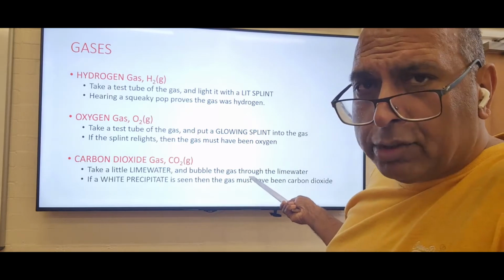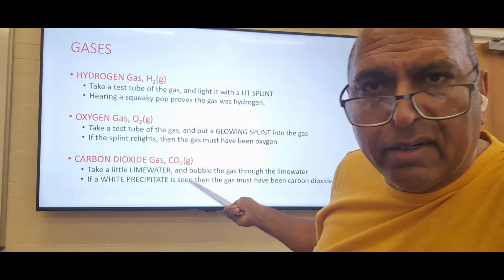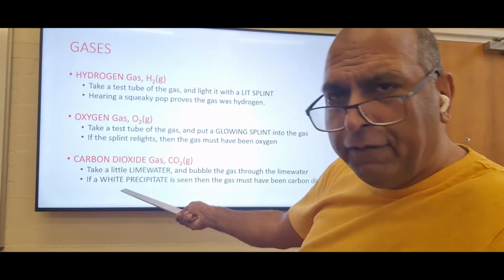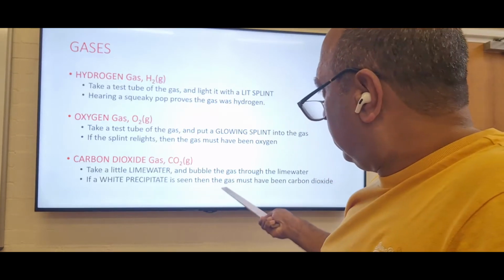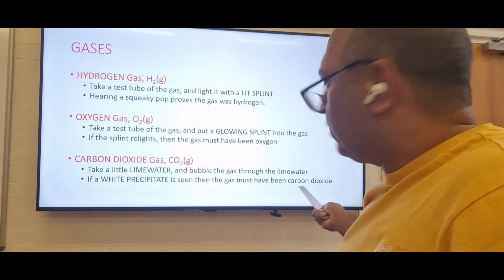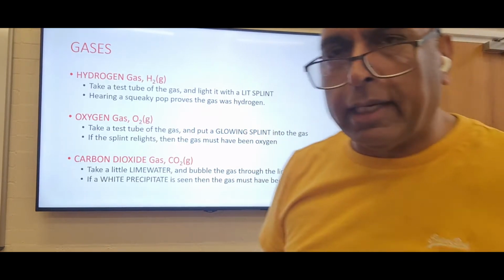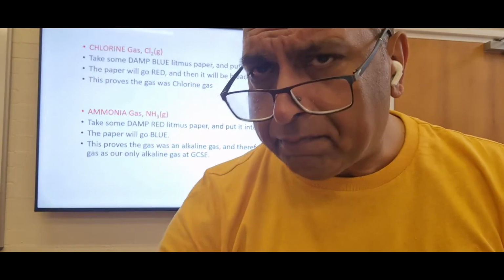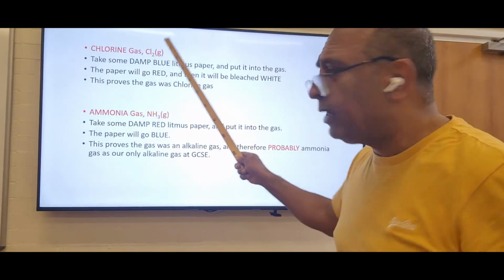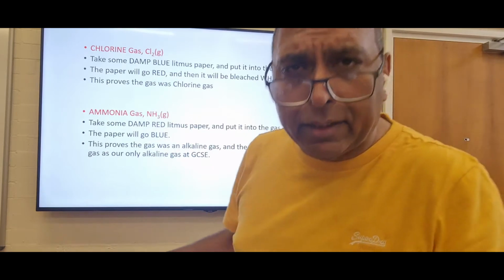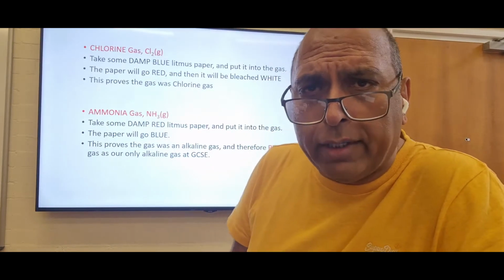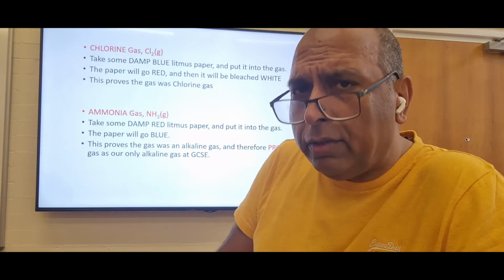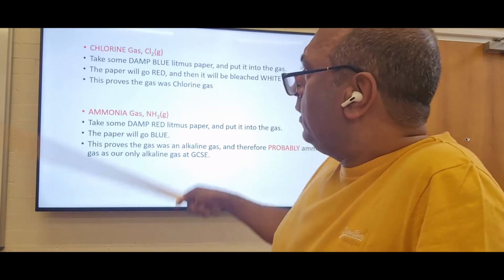Take a little lime water, bubble the gas through the lime water, or you can shake the gas with the lime water. If you get a white precipitate, then the gas must have been carbon dioxide gas. So that's the test for carbon dioxide using lime water, learn that. Now, two other gases that you asked about are chlorine and ammonia. And learn these two as well.